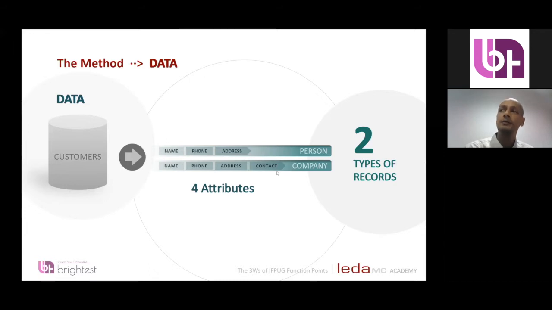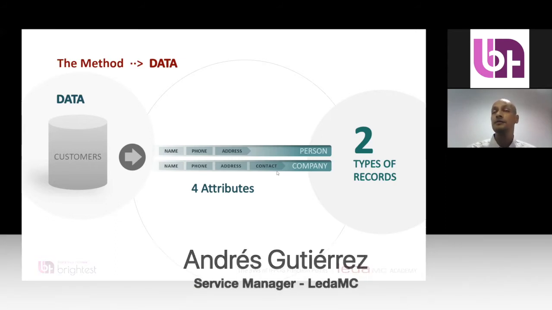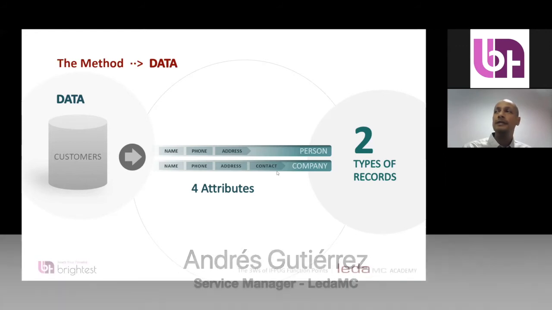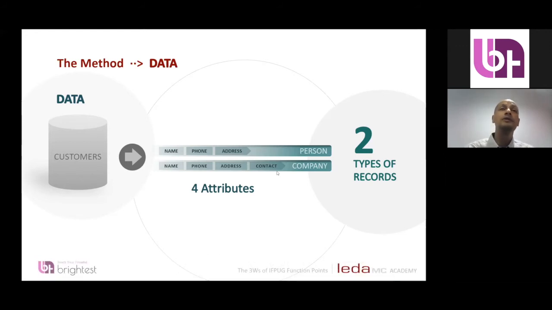The person has 3 attributes, name, phone, address, and the company has the same 3 plus contact. So when we are counting the DETs, the data element types, we're going to count the one that has more. So in this case, we have 4 attributes in total for the data group customer. That means 4 DETs. And we have 2 types of record, person and company. That means we're going to have 2 RETs, 2 record element types. Okay, so having 4 DETs and 2 RETs, we're going to get a low complexity data group. That means 7 function points in this example.